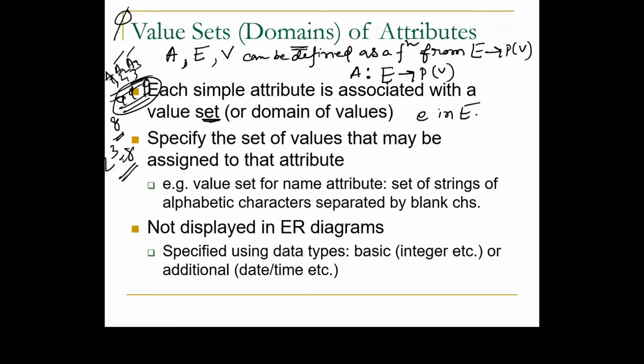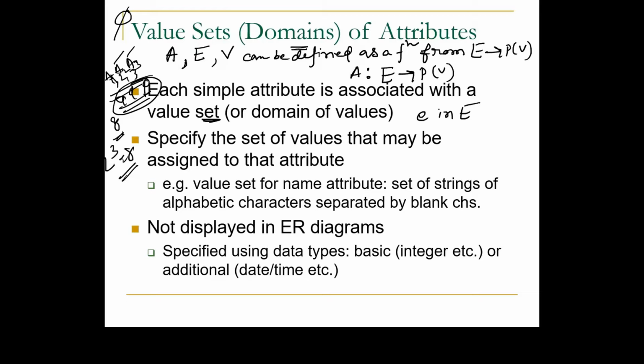Okay, so single-valued attribute means only one possibility is there. Let's say name may be a single-valued attribute, only one name. Or something else which is single, let's say registration number. Registration number is a single-valued attribute, but there may be cases where we have a multi-valued attribute, which we have seen.